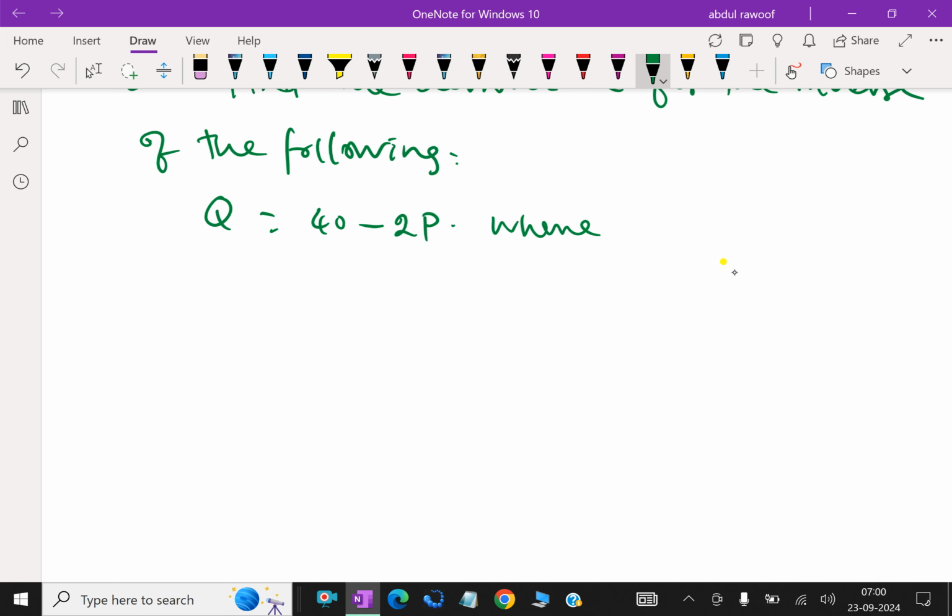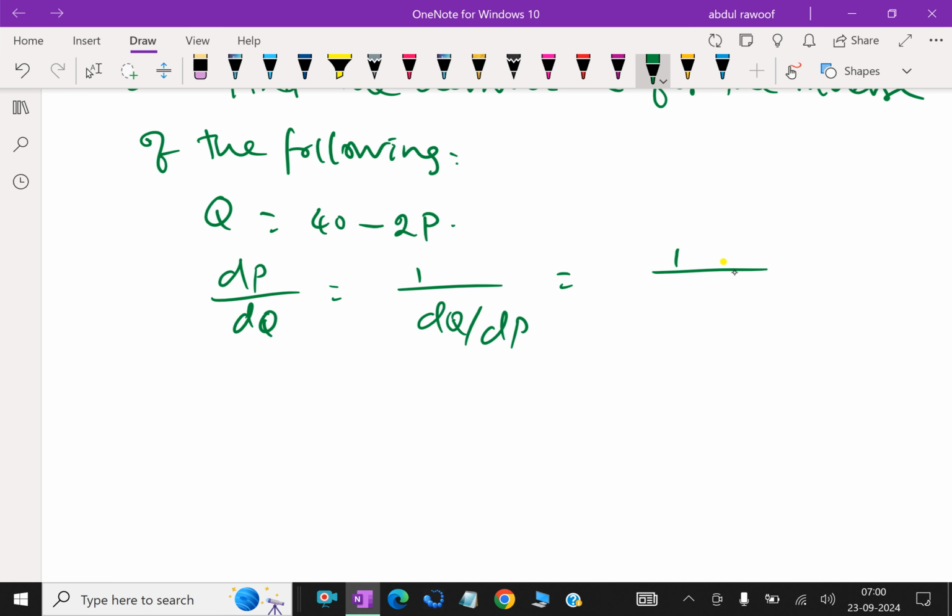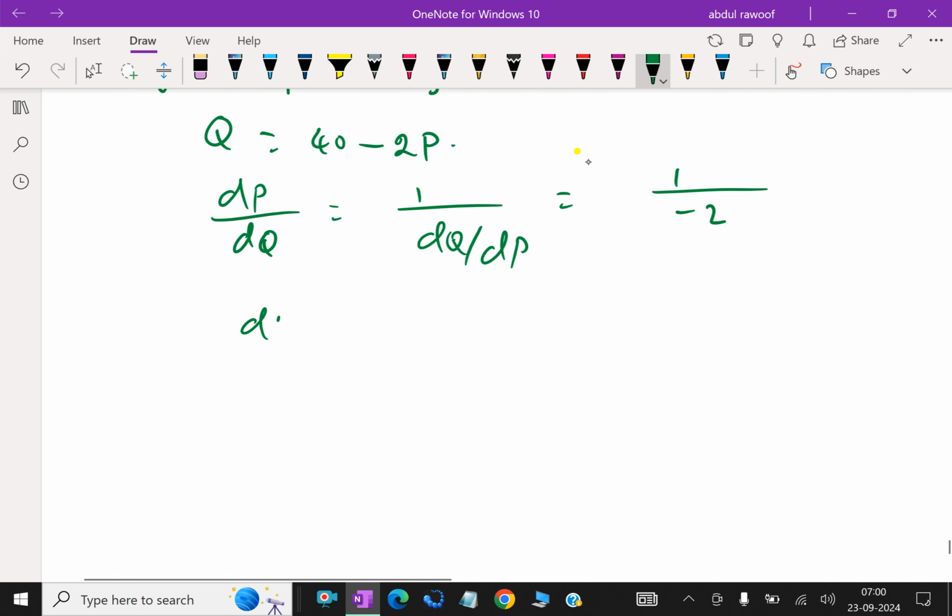Now we can start the problem. dp by dq equals 1 over dq by dp, which is equal to 1 over the differentiation of 40 minus 2p, which is minus 2. Therefore dp by dq equals minus half.